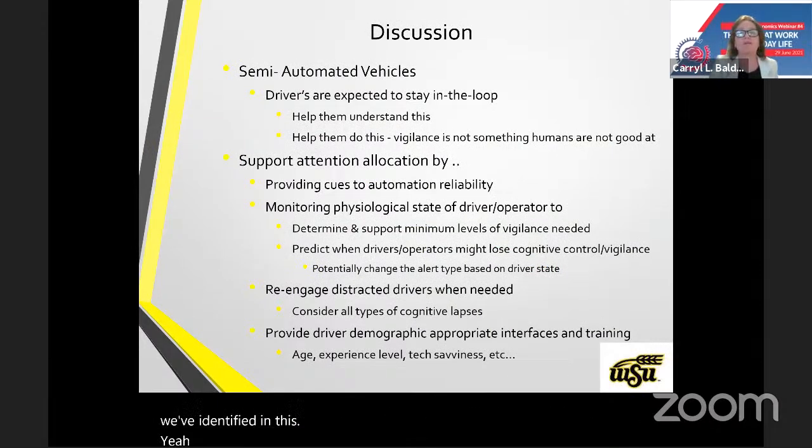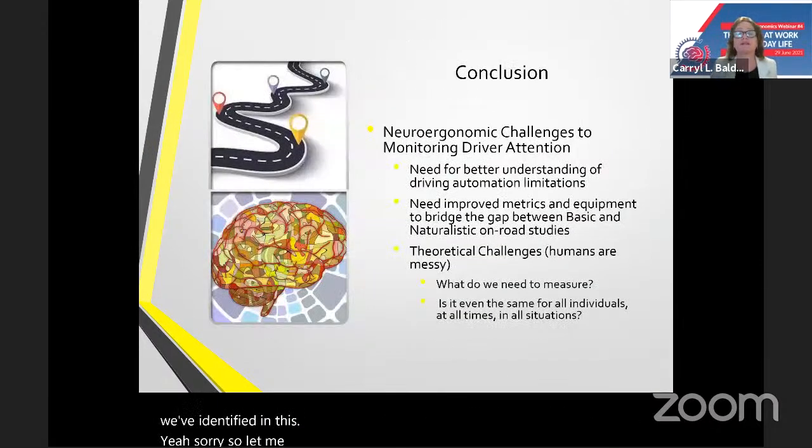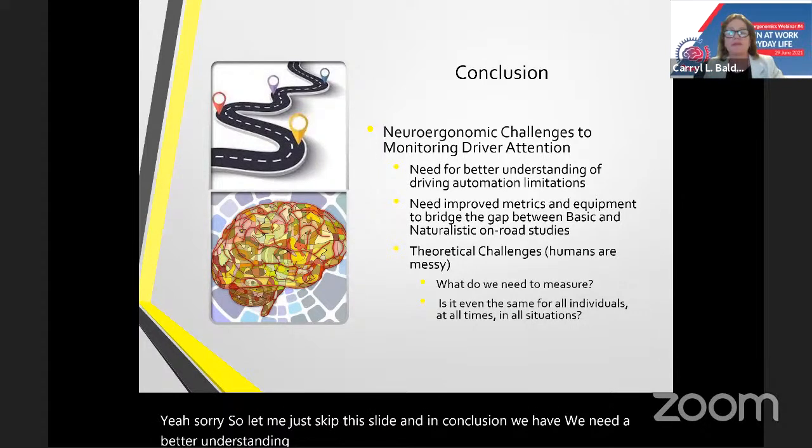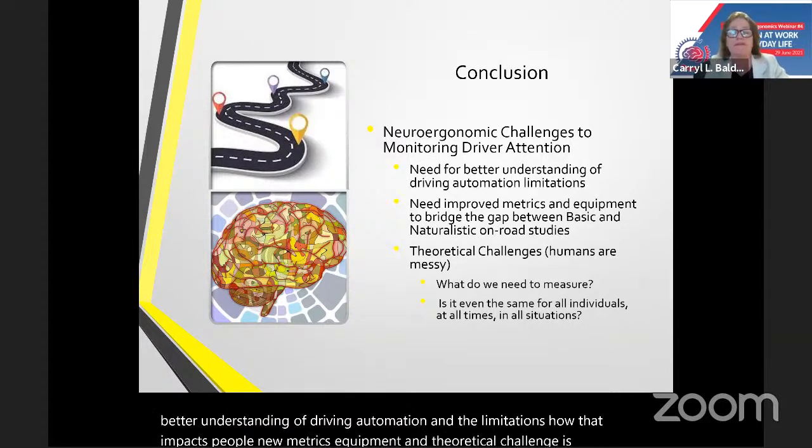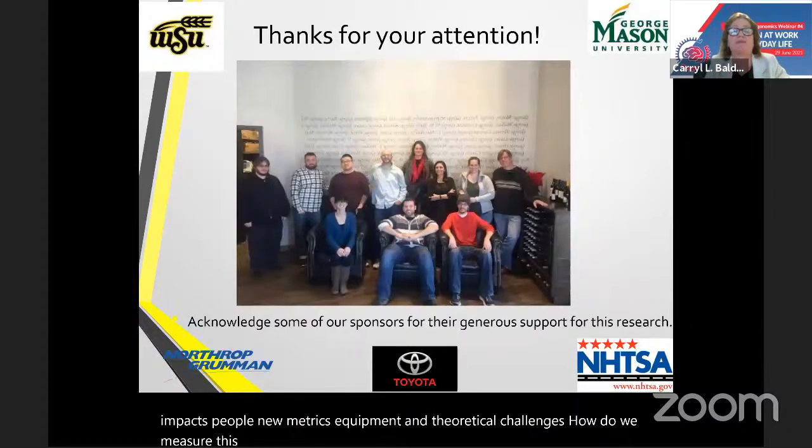Okay, so let me just skip this slide. In conclusion, we need a better understanding of driving automation and its limitations, how that impacts people, new metrics, equipment, and theoretical challenges. How do we measure this? And is it the same for everybody? And I will stop at that.